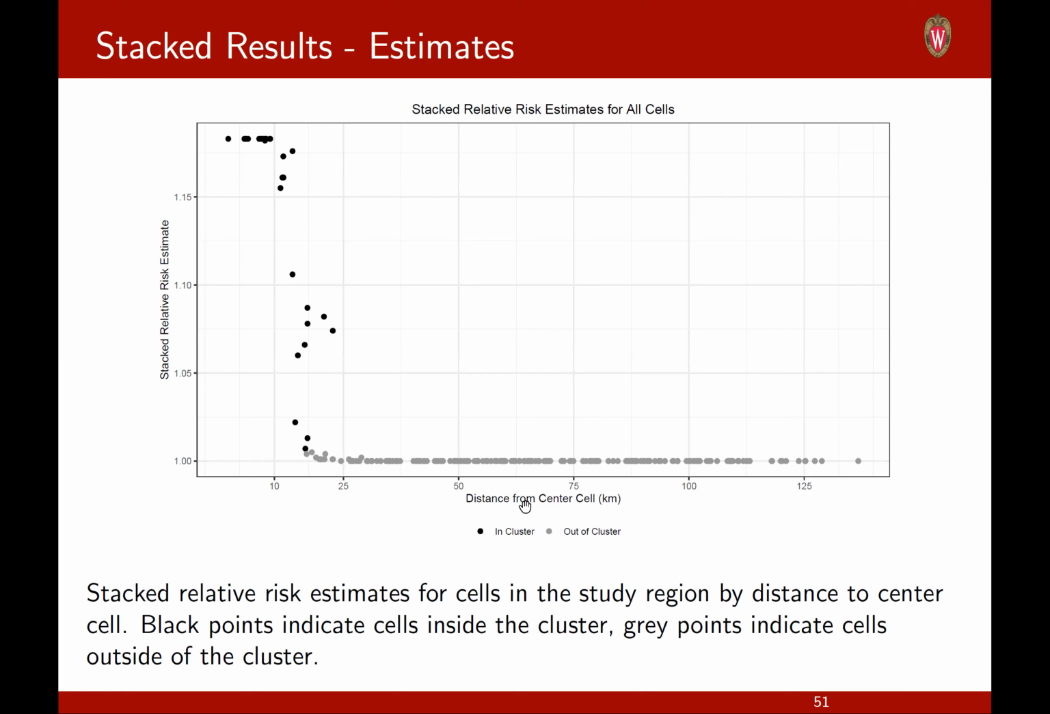So on the x-axis, we have the distance from the center cell in kilometers. And on the y-axis, we have the stacked relative risk estimates. And we can see that as we go from the center cell outward, the relative risk estimates quickly drop and then are set to 1, which is outside of the cluster, in gray. So we have that distinct differentiation between what's inside the cluster and what's outside the cluster. And we also see that everything near the cluster core is going to be higher and similar to each other.